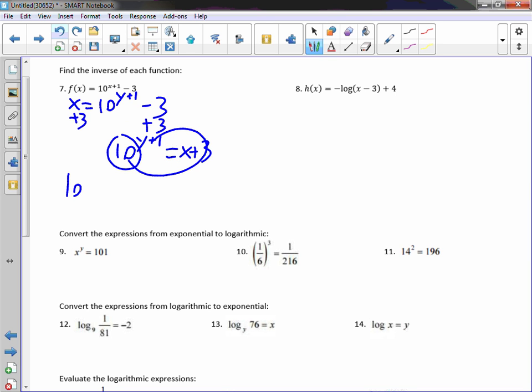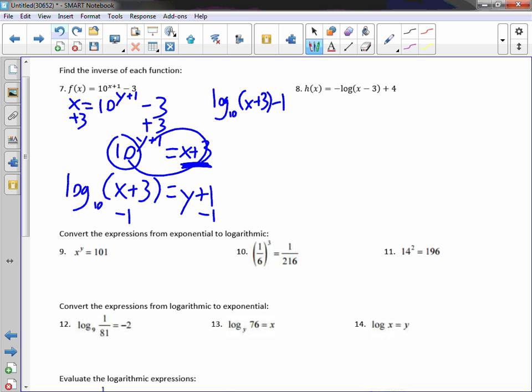So we get log 10 of x plus 3 equals y plus 1. When you put this log piece here, if you have a couple pieces that come as a package deal in this section, put them in parentheses. That way you don't mess up your order of operations later. And then our last step is to get y by itself. To do that, we'll do minus 1. So we'll get, as our final answer, log base 10 of (x plus 3) minus 1 equals y.